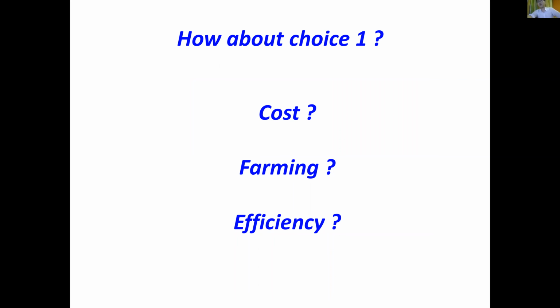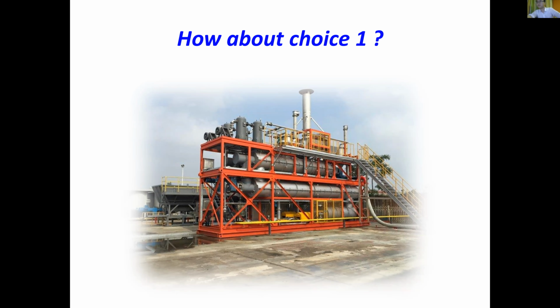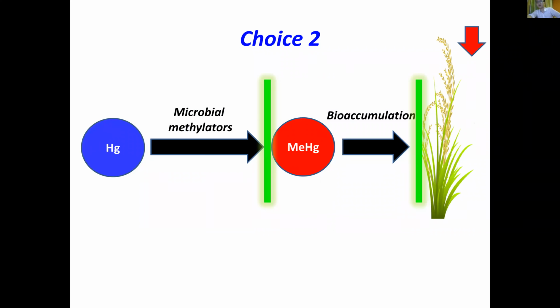So actually we have a better choice. As I showed before, instead we can just decrease the mercury methylation process and decrease the mercury bioaccumulation process. So just like the green berry I showed in this slide, to stop the mercury methylation process or to stop the mercury bioaccumulation process. So how about this choice?